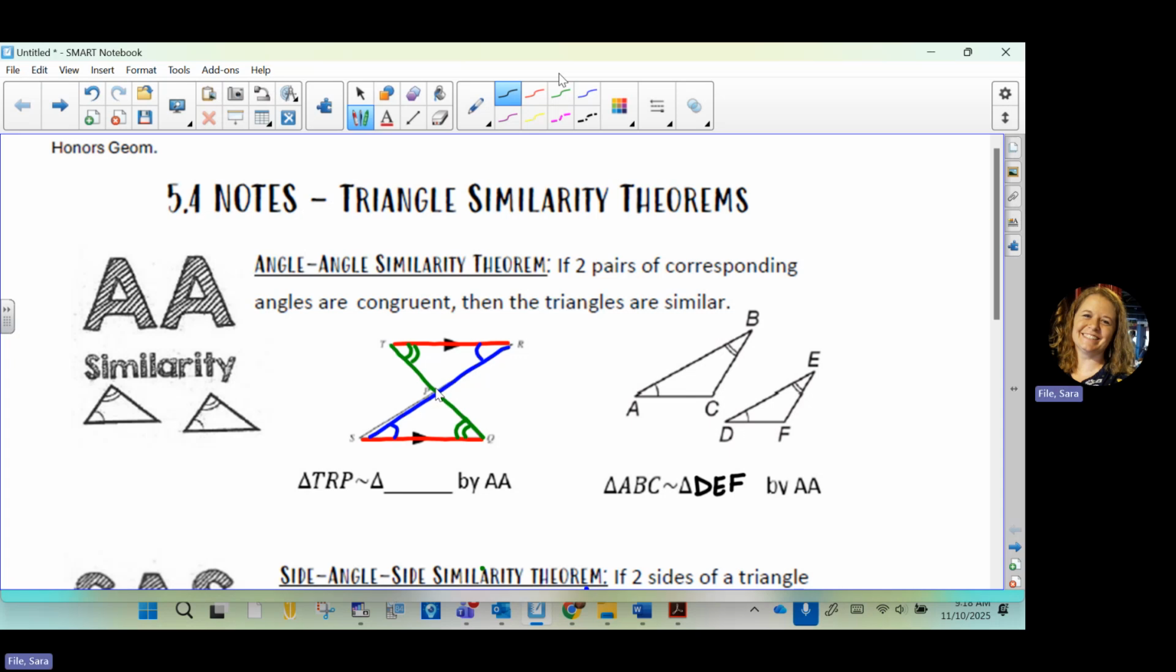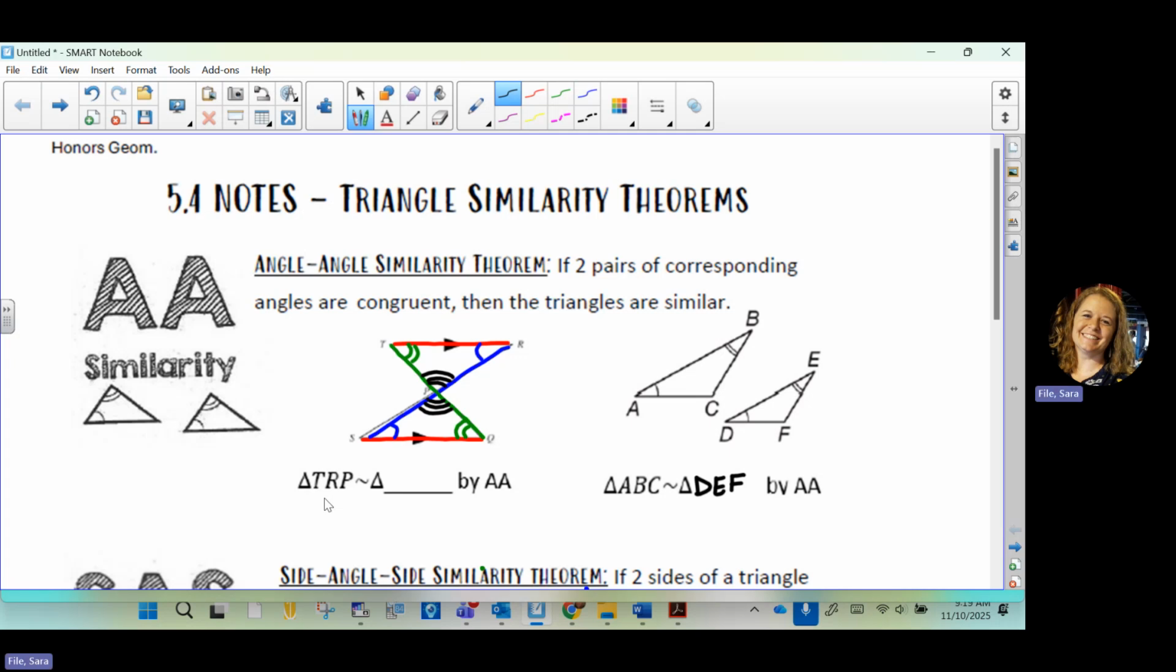Ooh, vertical angles. So I know that this angle is congruent to this angle because they're vertical angles. So in this one, you could have picked any two to be your two angles. We actually know all three sets are corresponding, but now I can write my triangle similarity statement and I know which ones correspond. So since the top triangle was named TRP, what order would I have to name this bottom triangle in?